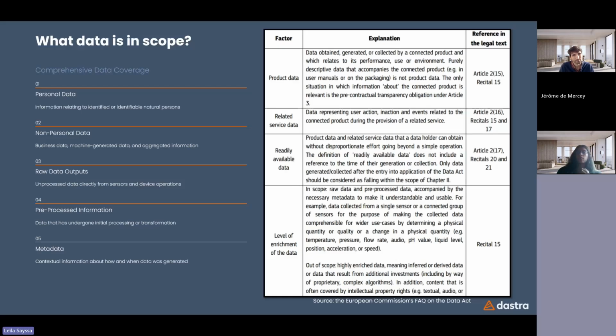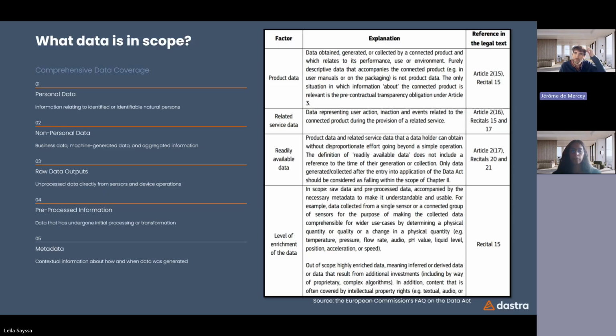Also the content. For example, we're talking about a digital camera. You have to provide the readily available data, such as the usage patterns, the timestamps, the location, but you're not obliged to share the content itself, in particular the audiovisual content. Content can be textual, audio, or audiovisual, but as long as it is the result of a creative process designed for human consumption, it's going to be out of scope. So this is also important to know which data we're talking about. The European Commission has summarized this in a table that you can check out in the FAQ.